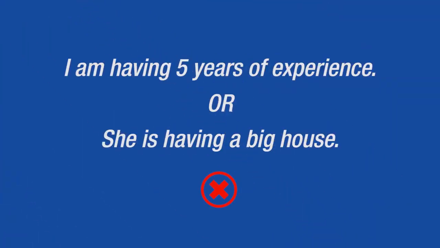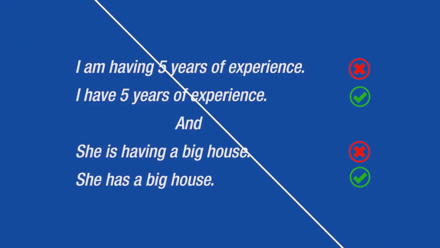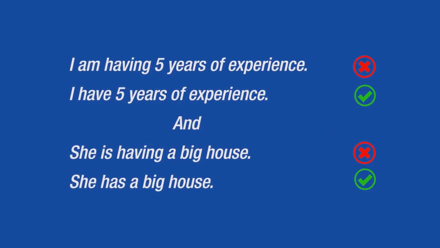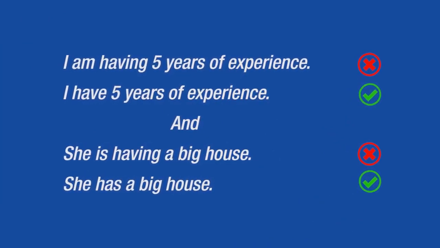And now, the number 5 and the last one. I'm having 5 years of experience, or she's having a big house. Now, as a syntax rule, simple continuous tense cannot be used for such pragmatic situations. Simple present tense is used for facts and continuous tense is used for temporary situations. So instead of I'm having 5 years of experience, which is very common while interviewing, you can simply use I have 5 years of experience. And instead of she's having a big house, you can simply say she has a big house.